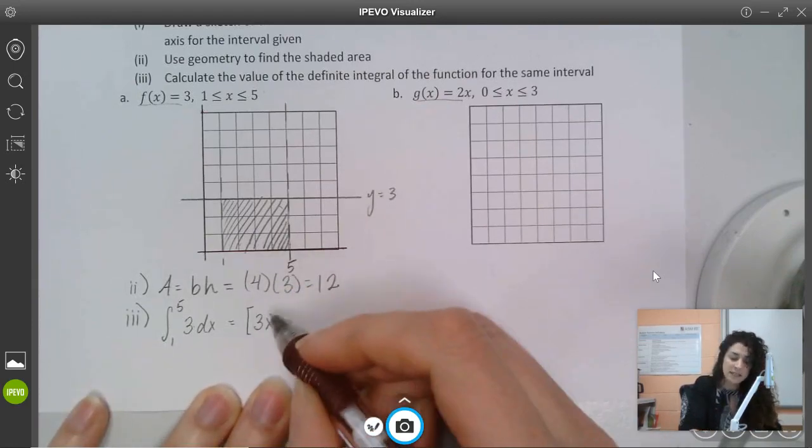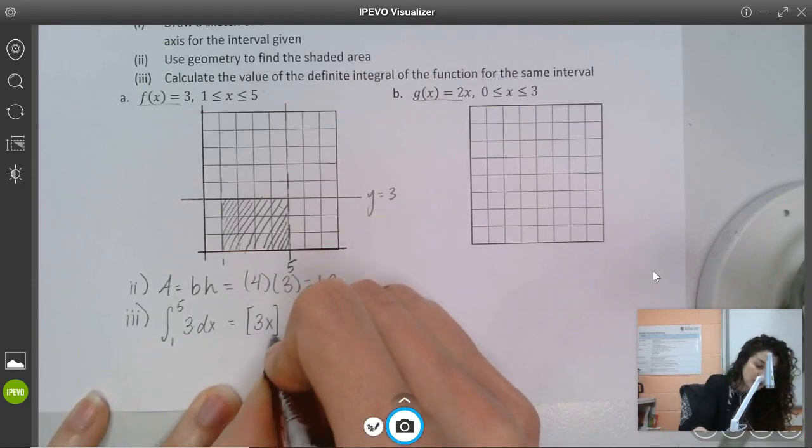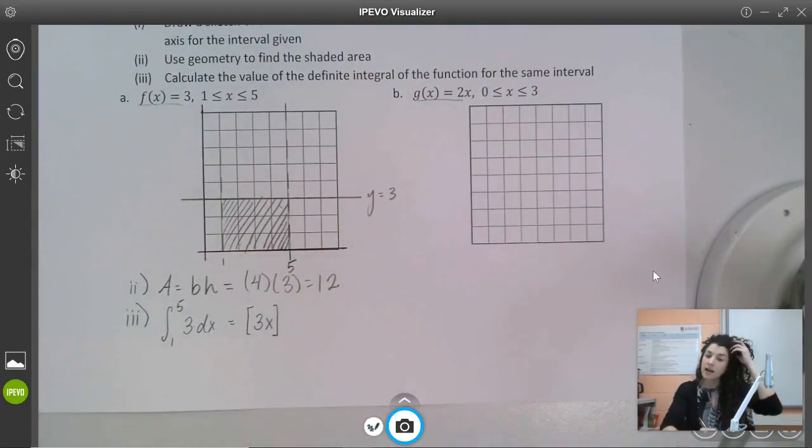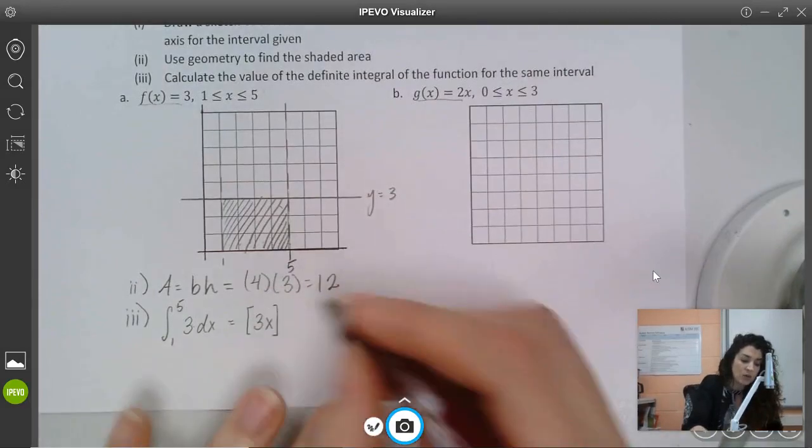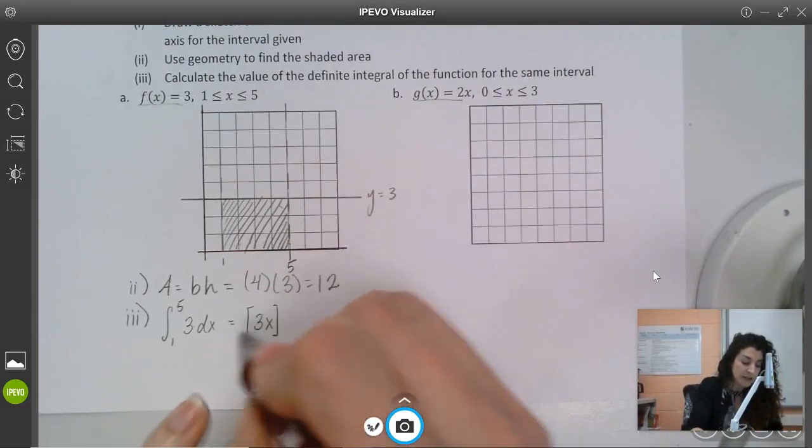We don't put plus c for our definite integrals because we realize, if we remember from our last lesson, that c ends up canceling out when we subtract our values. And so c is just kind of this redundant process that we add in and then subtract out, and it doesn't really matter with definite integrals. So we just leave out c when we're calculating the definite integrals.